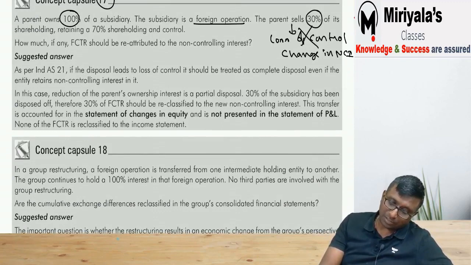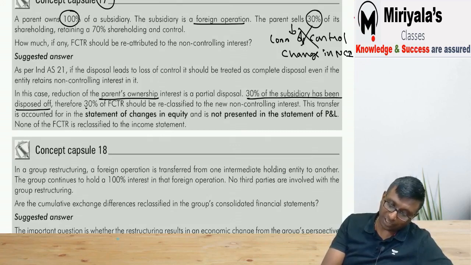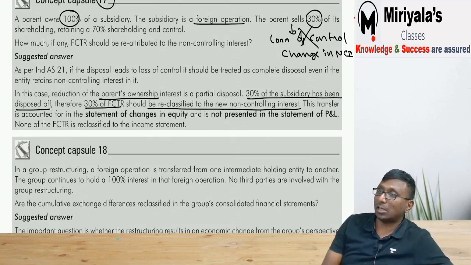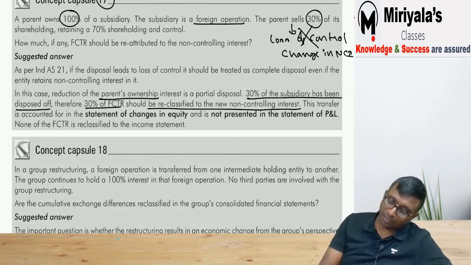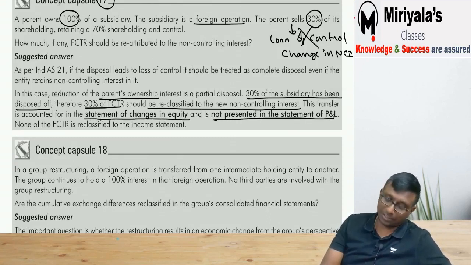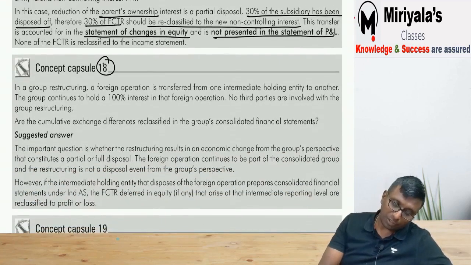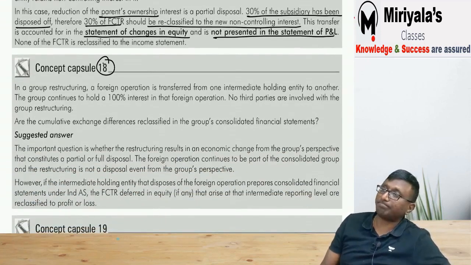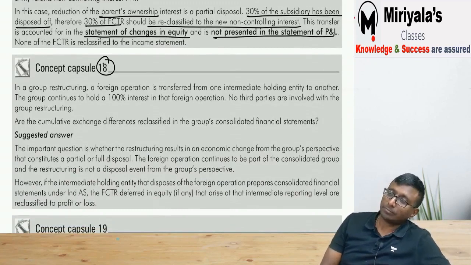It is a right. Here reduction of the parent ownership. 30% of the subsidiary has been disposed of. Correct. Therefore, 30% of FCTR should be reclassified to NCI. Not transferring it to P&L. That's all. This transfer is accounted in the statement of changes in equity. Yes. It is not routed through profit and loss statement. Exactly. Look at the next concept capsule 18. It is all linked to Ind AS 21 plus 110. Last is these 4 sums.